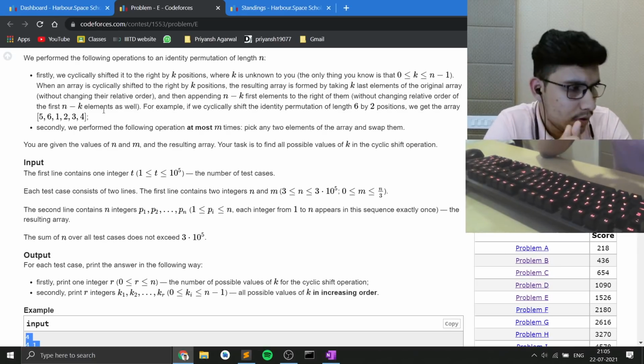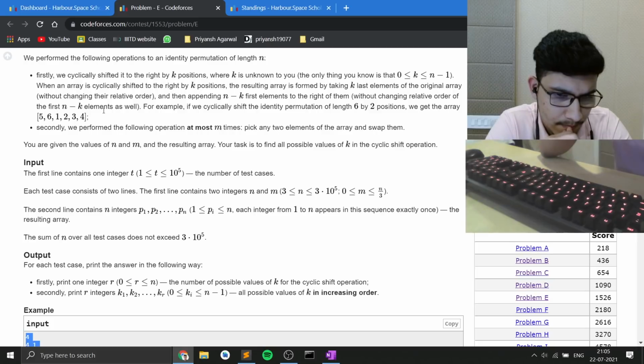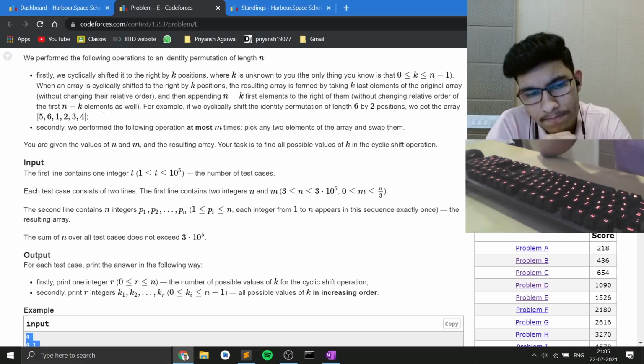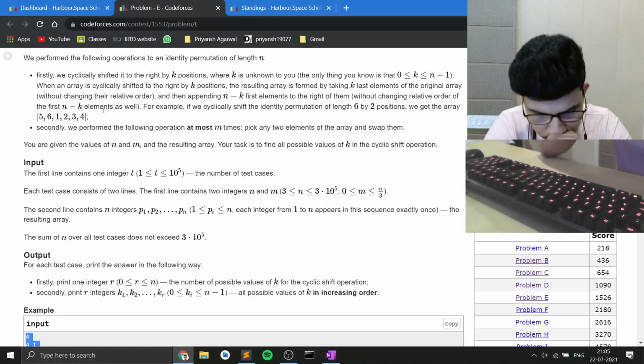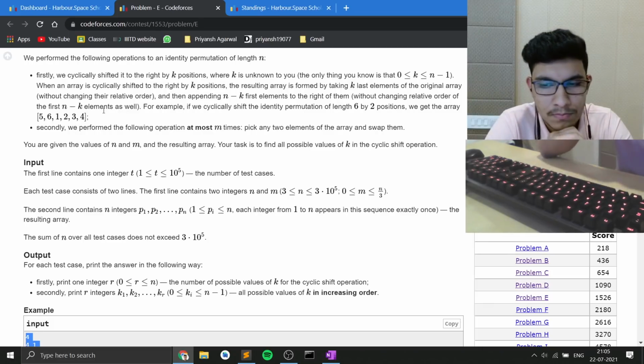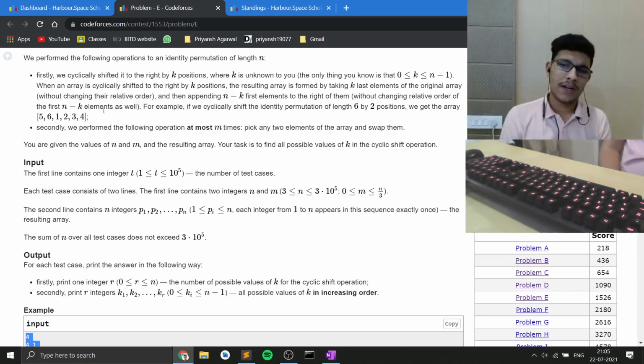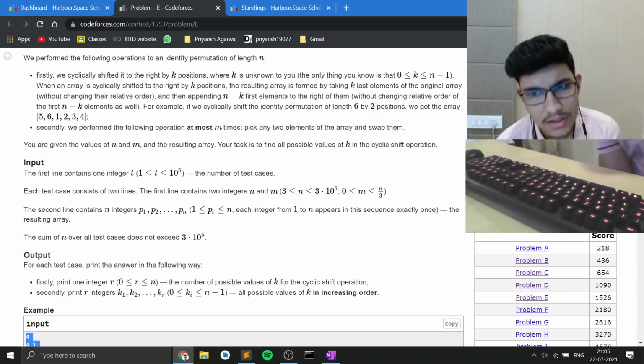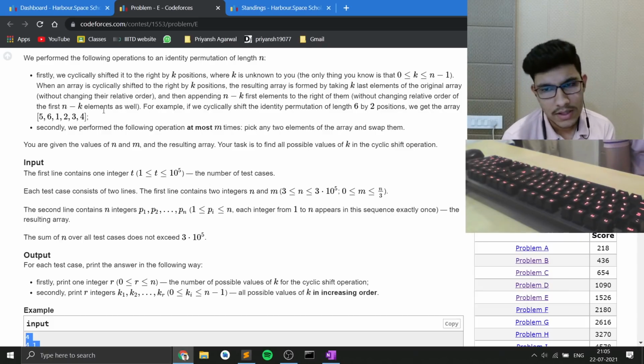M is less than equal to n by 3. So if we have smaller cycles, it would be better for us. Like if we have a cycle of length 6, then we need 5 swaps. But if we have 2 cycles of length 3, then we only need 4 swaps.